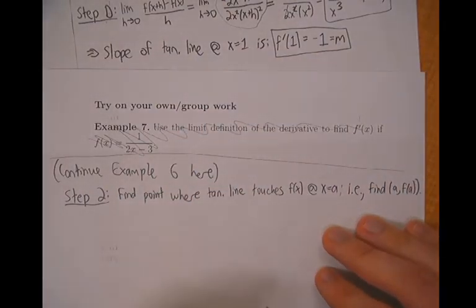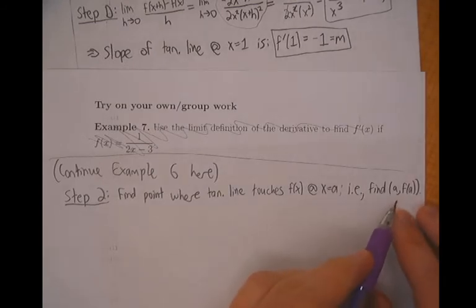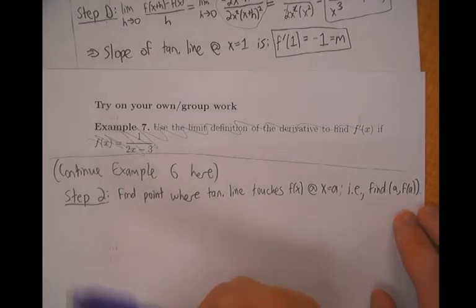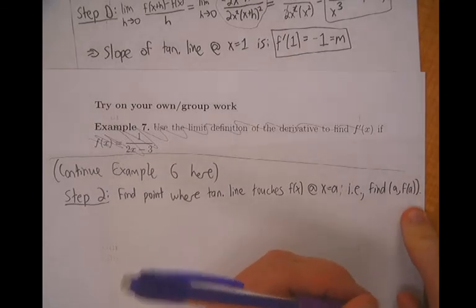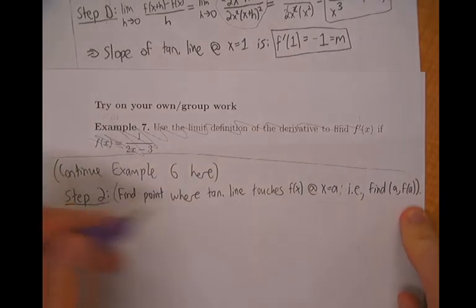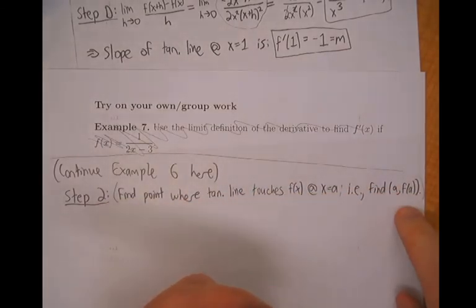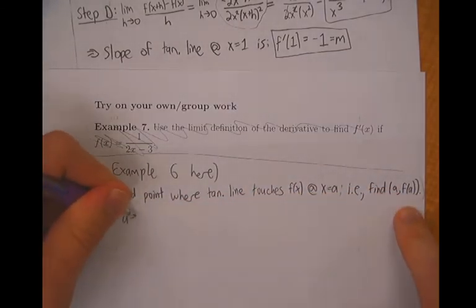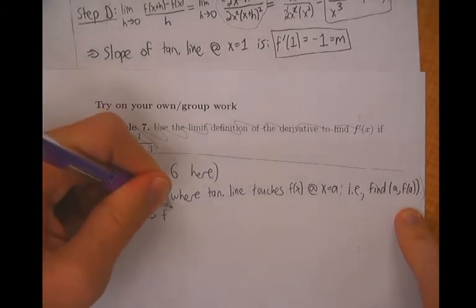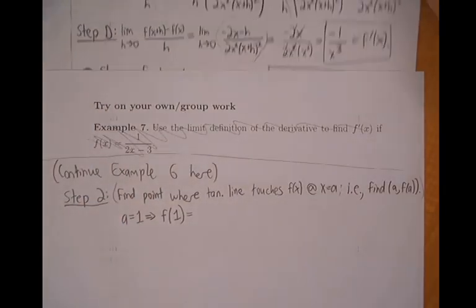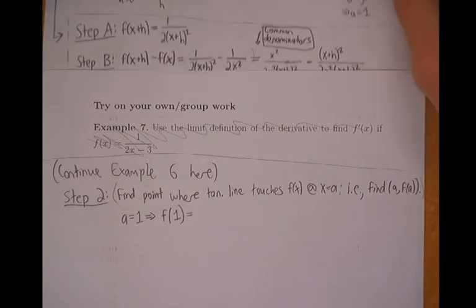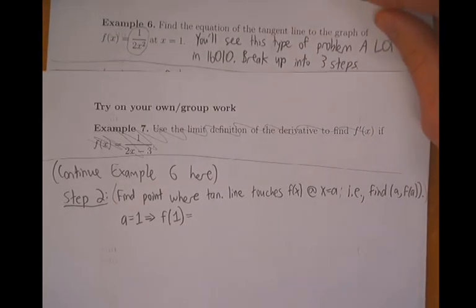Okay? Because if we harken back to the picture that we had in the first page, then this point a comma f of a is a point on the tangent line that's also on the function. So that's the reason why we're using this point here. Okay? So as we stated before, a equals 1. So all we need to do is just figure out, well, what is f of 1? Well, the good news is that we're already given f of 1 in the start of the problem.